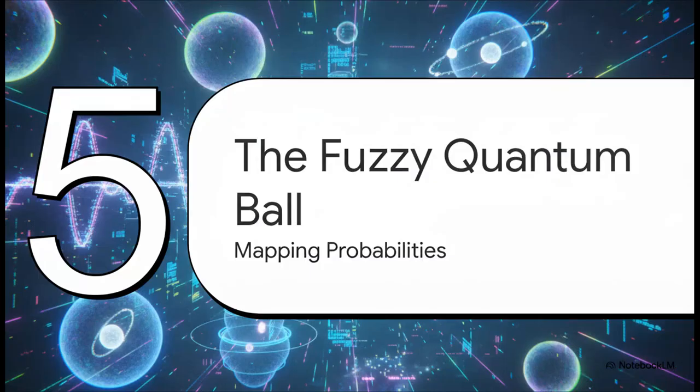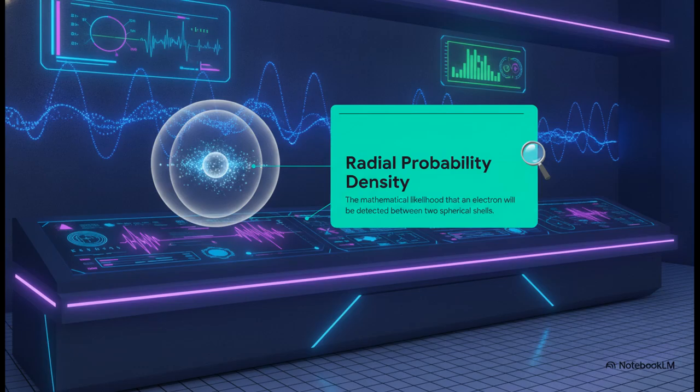And finally, Part 5, the fuzzy quantum ball. Okay, now for the ultimate visual payoff. We have the math and the quantum numbers, so let's translate these probabilities into physical, glowing shapes. To map the atom, we use a concept called radial probability density. Imagine drawing 2 incredibly thin, invisible spheres right around the nucleus, one just slightly larger than the other. The radial probability density tells us the exact mathematical likelihood that our electron will be detected somewhere in the space between those 2 shells. We are moving from pure math to mapping a physical location probability.